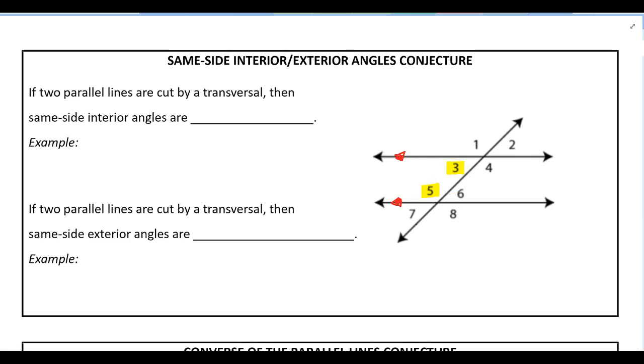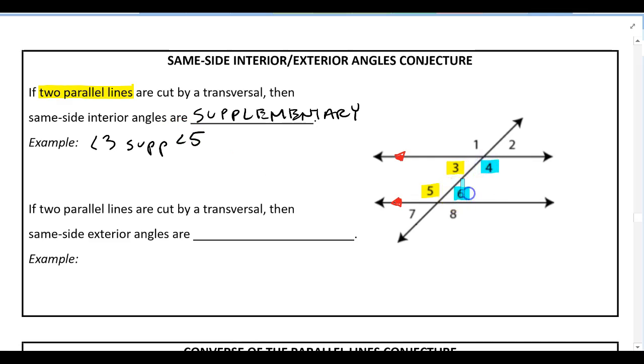Okay, so if two parallel lines, remember these relationships only are created when the lines are parallel, are cut by a transversal, then same side interior angles are supplementary. So we could say that angle 3 is supplementary to angle 5, and then the other angles we have are 4 and 6. Angle 4 is supplementary to angle 6.